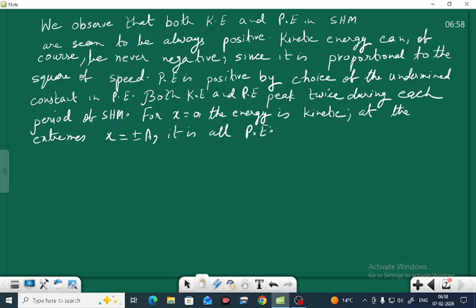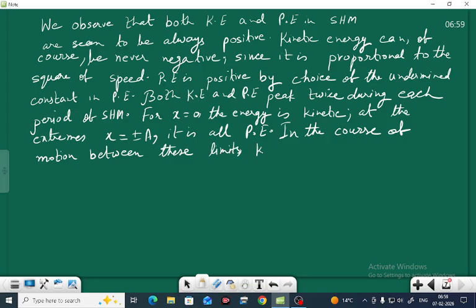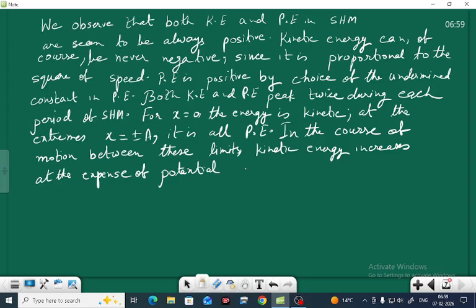We know this one. In the course of motion between these limits, kinetic energy increases at the expense of potential energy, or vice versa.